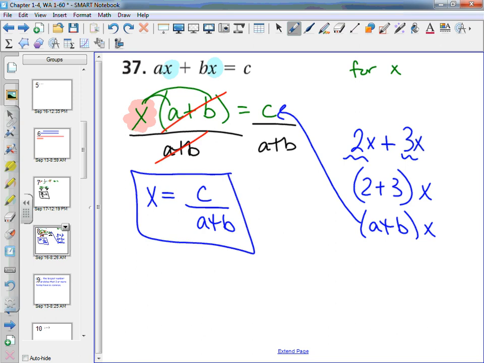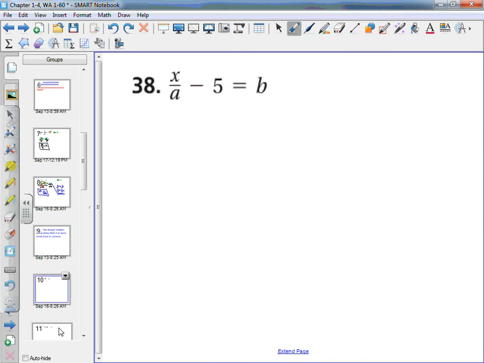Now, I'm being very picky and I'm talking about reading from left to right and working from left to right because I don't want you guys to start working on the right-hand side and then go back to the left-hand side and then go back to the right-hand side. I want you to go from left to right. If it's one side, you go to the next side, you don't look back. We all understand what I said? Moving right along, 38.